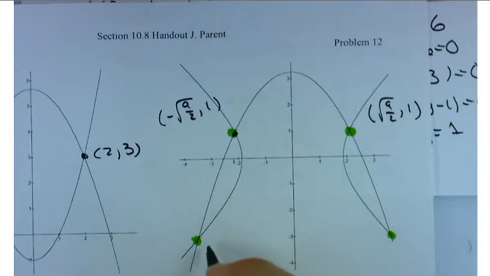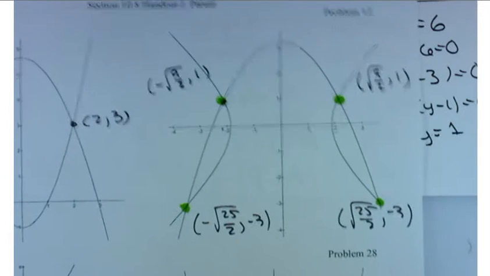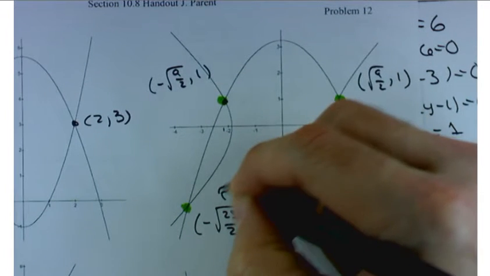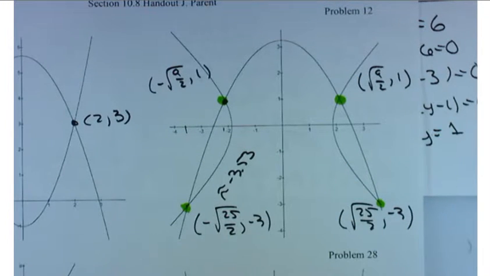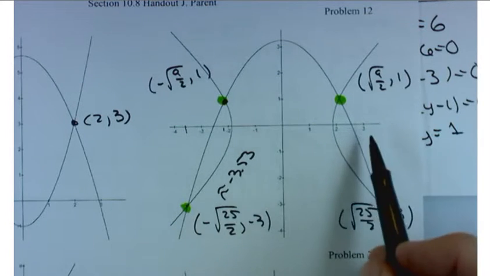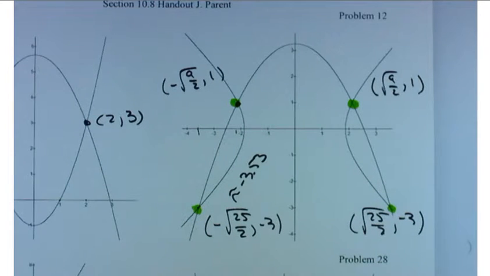Now down here I get negative square root of 25 over 2 and negative 3, and positive square root of 25 over 2 and negative 3. You can check, numerically speaking, this is about negative 3.53, and that looks pretty reasonable compared to the graph. We had something certainly between negative 3 and 4, and again something between 3 and 4 over here, so these points look reasonable. And I hope that you take the time to make a little critical assessment of your answers.